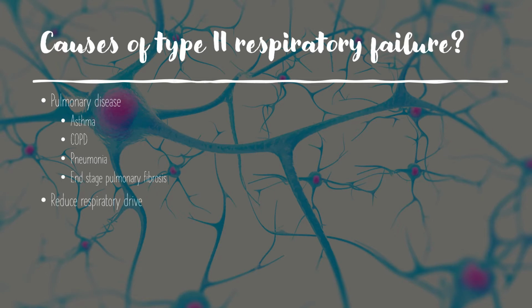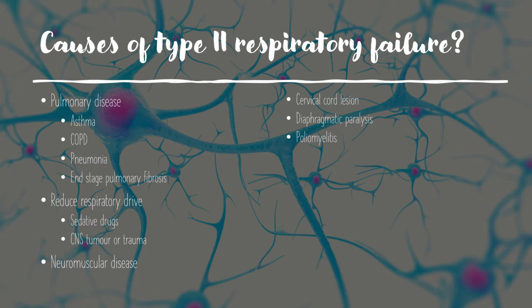There's also reduced respiratory drive such as sedative drugs or a CNS tumour or trauma. Then there's neuromuscular disease, such as a cervical cord lesion, diaphragmatic paralysis, poliomyelitis, myasthenia gravis, and GBS. Lastly, there's thoracic wall disease, so that includes flail chest and kyphoscoliosis.